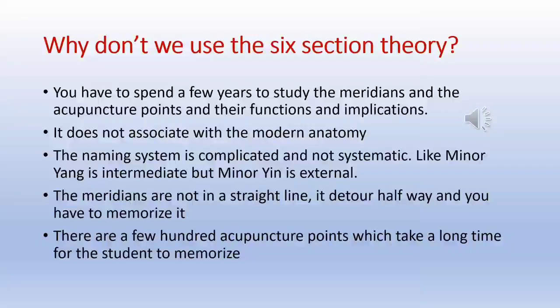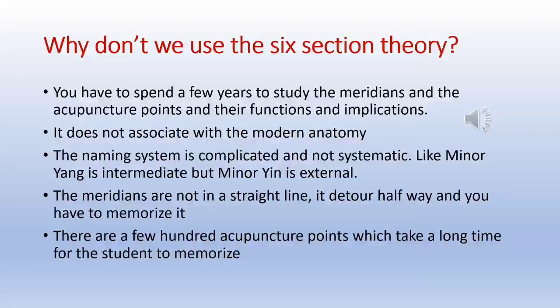If the 6-section theory of Zhang Zhongjing is so good and used until today, then why don't we use it in our organic approach? We have a few problems. Okay, first, it's complicated. You have to spend a few years to study the meridians and the acupuncture points. There are a few hundred acupuncture points. Okay, and each point has its own function and its own implication. Each meridian also has its own function and its own applications. So it takes you many years to study that. And secondly, it does not associate with modern anatomy, and we need a 3-dimensional reflexology, and this one is not.